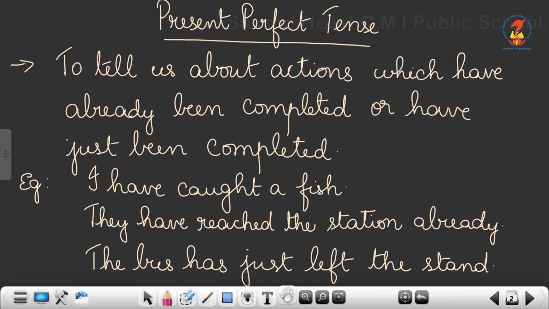Second example, they have reached the station already. So it is an action which happened in the present and it is a just completed action. That is why it is written they have reached the station already. Now look at the third example, children.